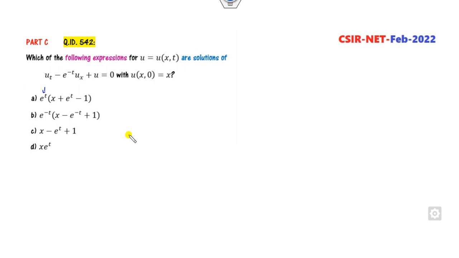Now, there are two methods. Firstly, you can check about the options like here. If I consider my first option here, what is u of t? If I substitute here, this is the same. What is the partial derivative with respect to x? e raised to power t.